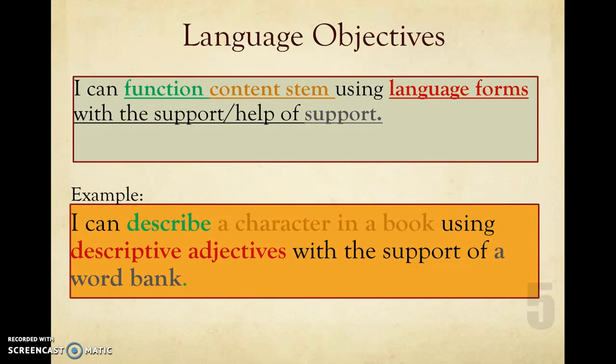Let's look at another example with the order changed a bit. In this example, I would put the function first in my objective, and then the forms would follow. So thinking of the same objective we just looked at, but just putting it in a different order, I can describe a character in a book using descriptive adjectives with the support of a word bank. In this example, I put the function first, which is describe, the content stem following that, which is a character in a book, the language forms, which are descriptive adjectives, and the biggest support I believe that will help my students here is a word bank.